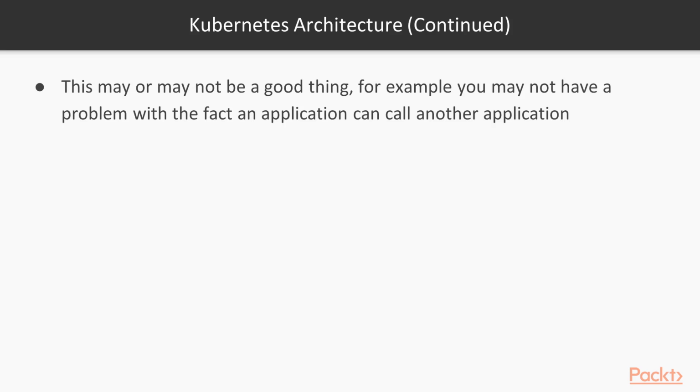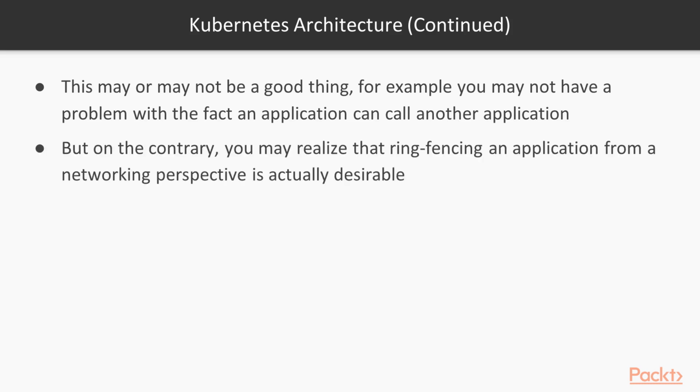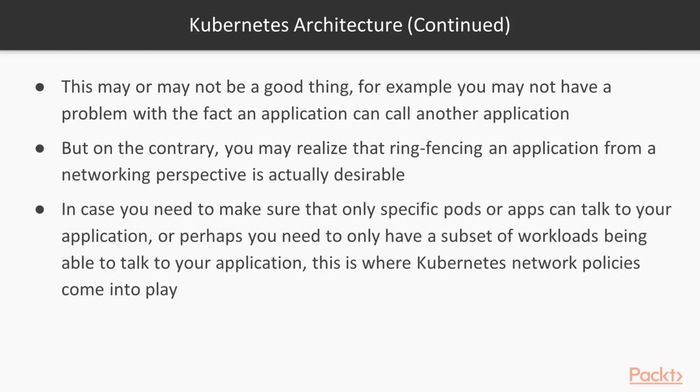For example, you may not have a problem with the fact that an application can call another application, but on the contrary, you may realize that ring-fencing an application from a networking perspective is actually desirable. Perhaps you want to make sure that only specific pods or apps can talk to your application. Or perhaps you want to only have a subset of workloads being able to talk to your application. Well, this is where the Kubernetes network policies come into play.